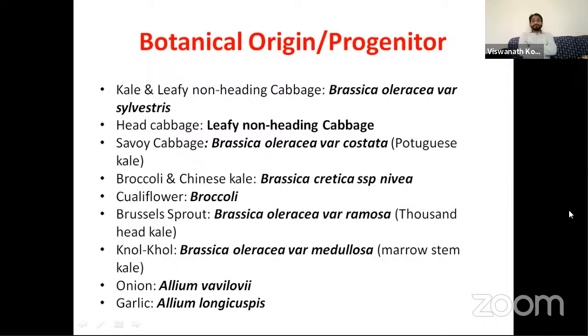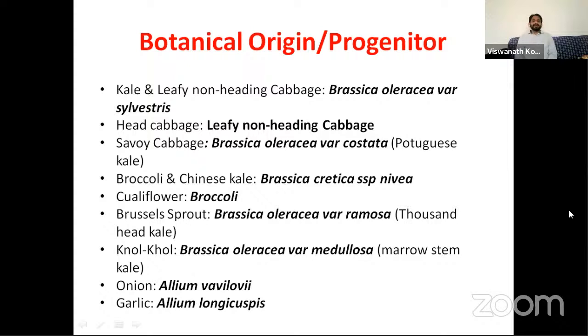Cauliflower was originated from broccoli. Generally, we know much about cauliflower, less about broccoli. Into India, cauliflower was introduced earlier and broccoli was introduced much later. So we think that broccoli is the new crop. In domestication or origination, broccoli was originated earlier and cauliflower was originated from broccoli. And Brussels sprout was originated from Brassica oleracea variety Gemmifera, common name Jersey kale. And knol khol was originated from Brassica oleracea variety Gongylodes, narrow stem kale.